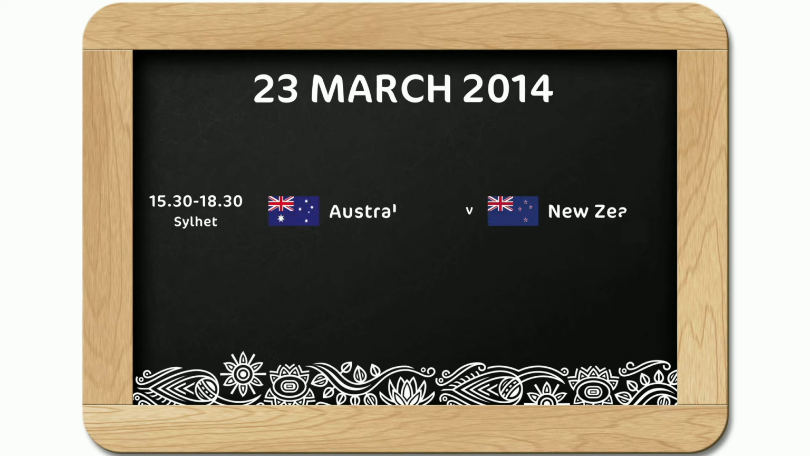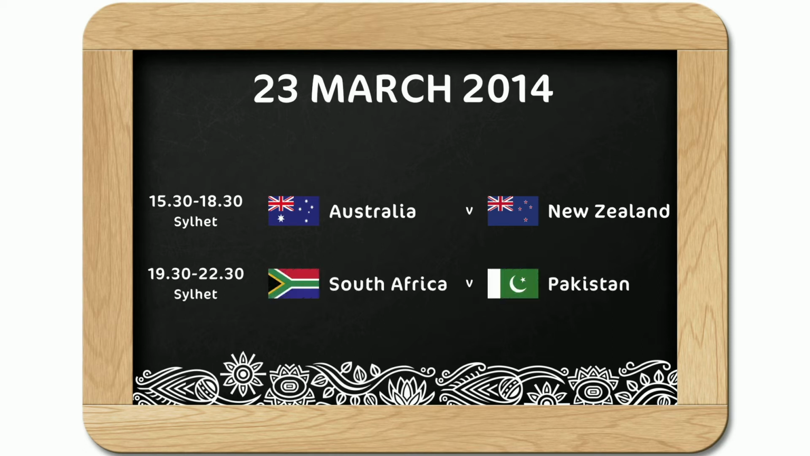The opening game of the women's event will see defending champions Australia take on its Trans-Tasman rivals New Zealand in what is guaranteed to be a super opener. Later the same day, South Africa will go up against Pakistan in what will surely be a great battle of skills.